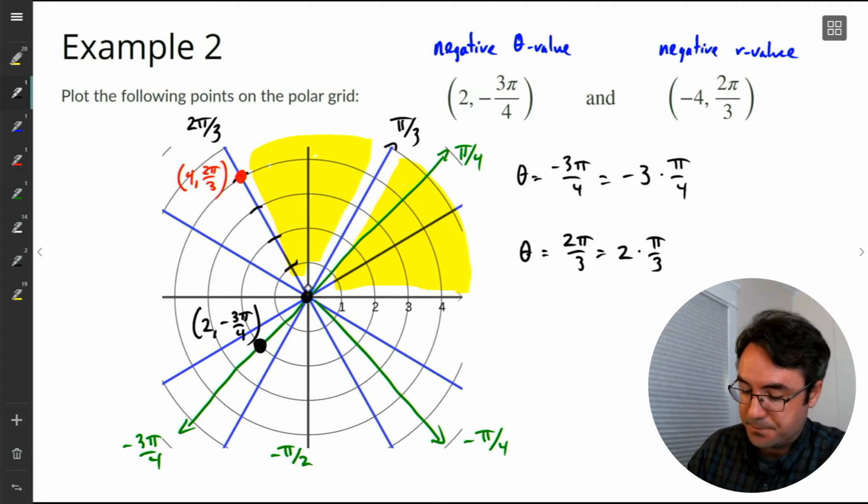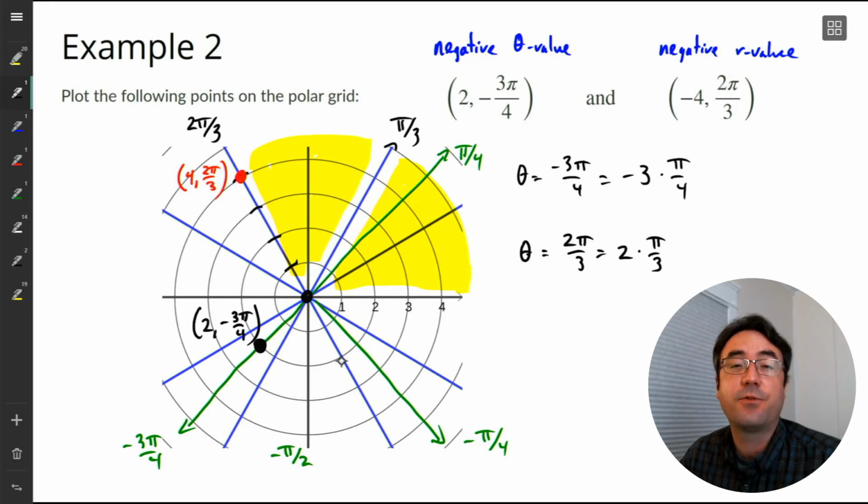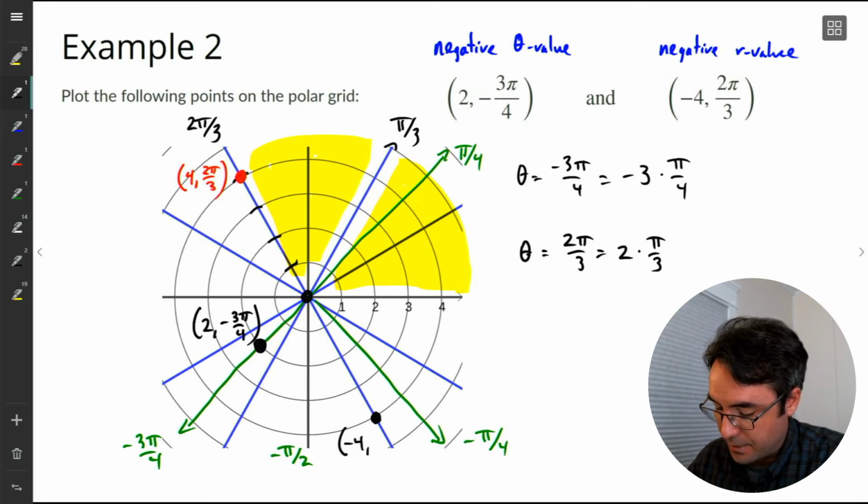So we've identified this 2 pi over 3 ray. We're going to start at the origin, but then we're going to count 4, essentially 4. We're going to take 4 steps back. So we're going to take 1, 2, 3, 4. We're going to end up right here. And so this is the point negative 4 comma 2 pi over 3.